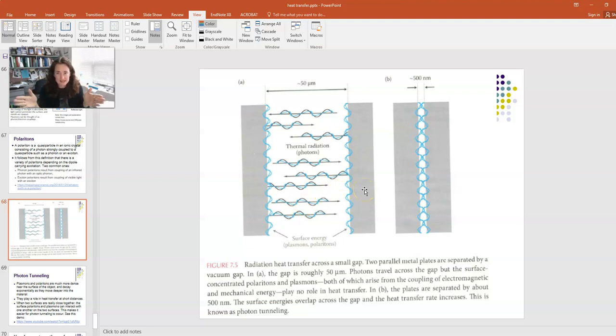But now let's take it and shrink it down so that you have the gap in between these two materials closing, right? Now at this point, some of these surface energy quasi-particles are close enough together that they can interact. And what that causes is a large jump in the heat transfer rate in between these two materials. See, now the whole story isn't just the photon transfer. The quasi-particles can transfer energy too, and that makes the heat transfer rate via radiation larger if the separations are smaller.